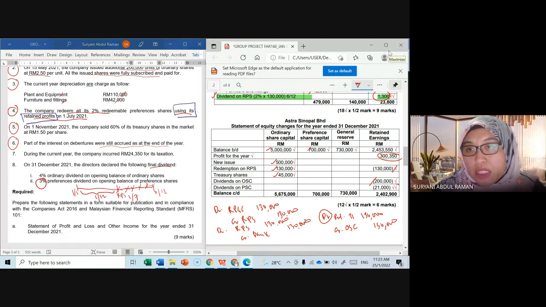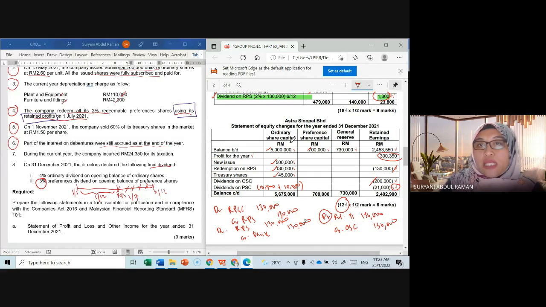So dividen kat sini, saya terus lumpsumkan. Nampak? Tapi ada 2 tick. 2 tick ni datang daripada mana? Interim. Interim tadi berapa? 10,500. Campur final. Final pun berapa? 10,500. Okay. Alhamdulillah, this one ramai dapat betul. Ramai dapat 12 tick. So you dapat 6 mark.